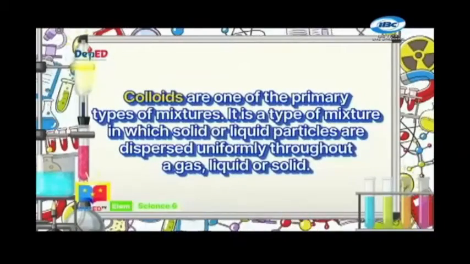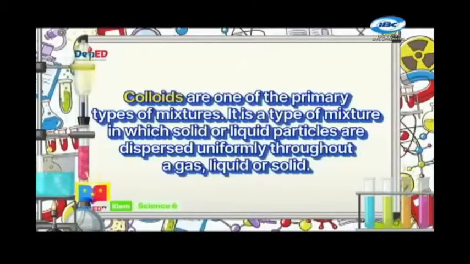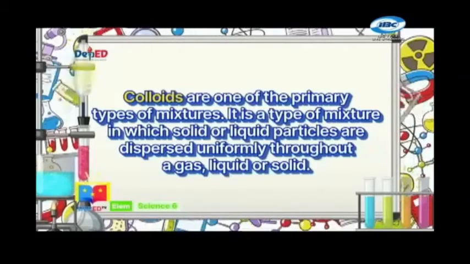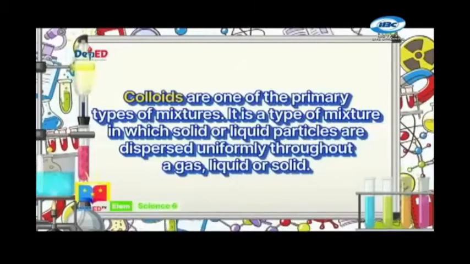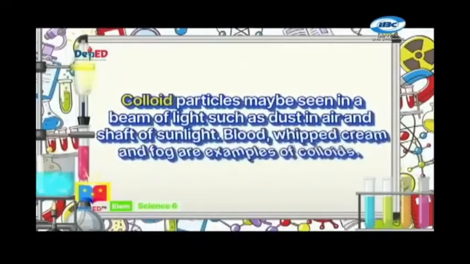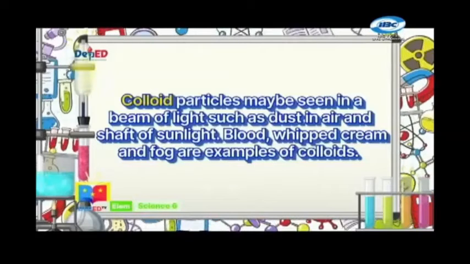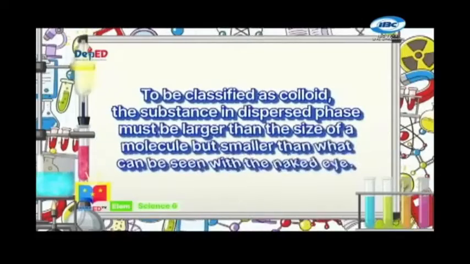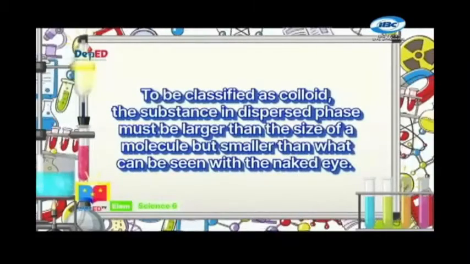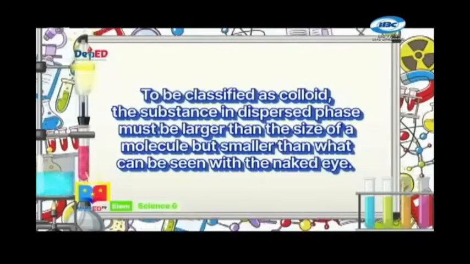Colloids are one of the primary types of mixtures. It is a type of mixture in which solid or liquid particles are dispersed uniformly throughout a gas, liquid, or solid. Colloid particles may be seen in a beam of light, such as dust in the air and a shaft of sunlight. Blood, whipped cream, and fog are examples of colloids. To be classified as colloid, the substance in the dispersed phase must be larger than the size of a molecule but smaller than what can be seen with the naked eye.